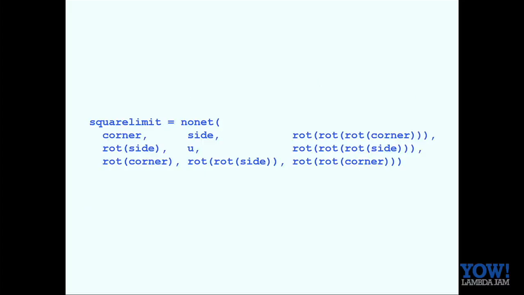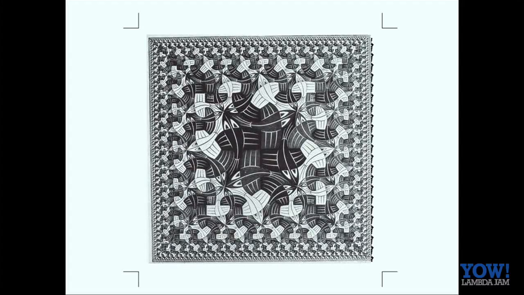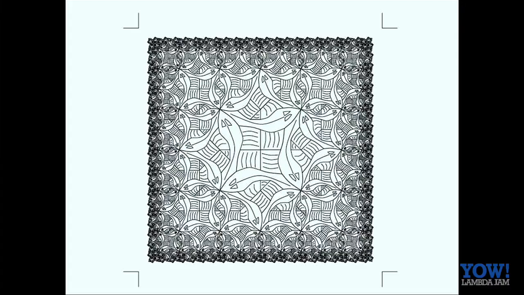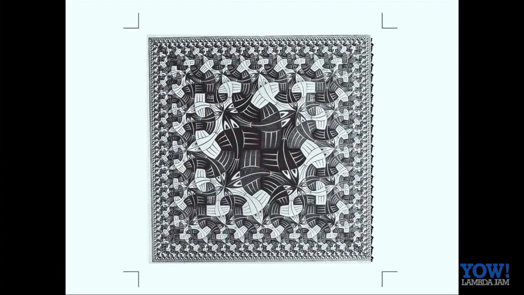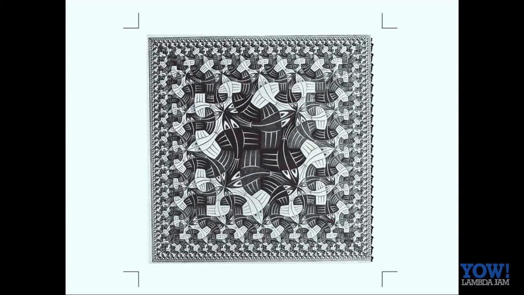And at the end of the day, if you make a nonet, that's 9 pictures in a square, with copies of the side and the corner and rotations of each of them, and this picture U in the middle, then this is what you get. Isn't that beautiful? Look, there's Escher's square limit. It's close, isn't it? Okay, he doesn't have black and white fish. That's an exercise for the reader.